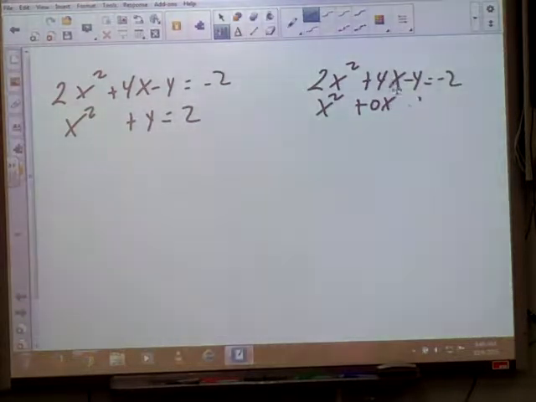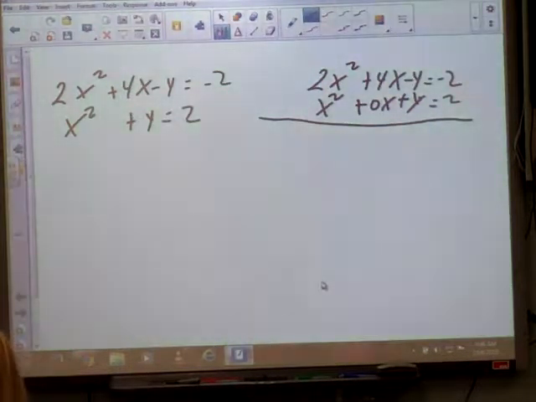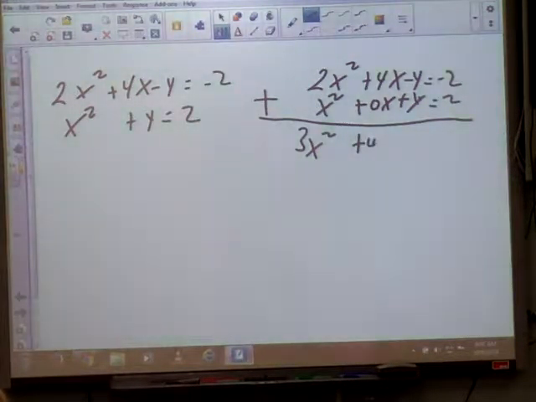2x squared plus 4x minus y equals negative 2. Now, when I write the second one up under it, I'm going to match them up with like terms. So the x squared needs to go underneath the x squared. Here's the way Coach Wright writes it. This is not necessarily the only way. Since this one doesn't have anything to go underneath the x, I put a 0x in there. I have seen teachers just leave a big space there. You can do that. Just make sure you've got them matched up. Either leave a big space or put a 0 for that one. Okay, and then my y needs to go underneath the y. And then I've got my 2.